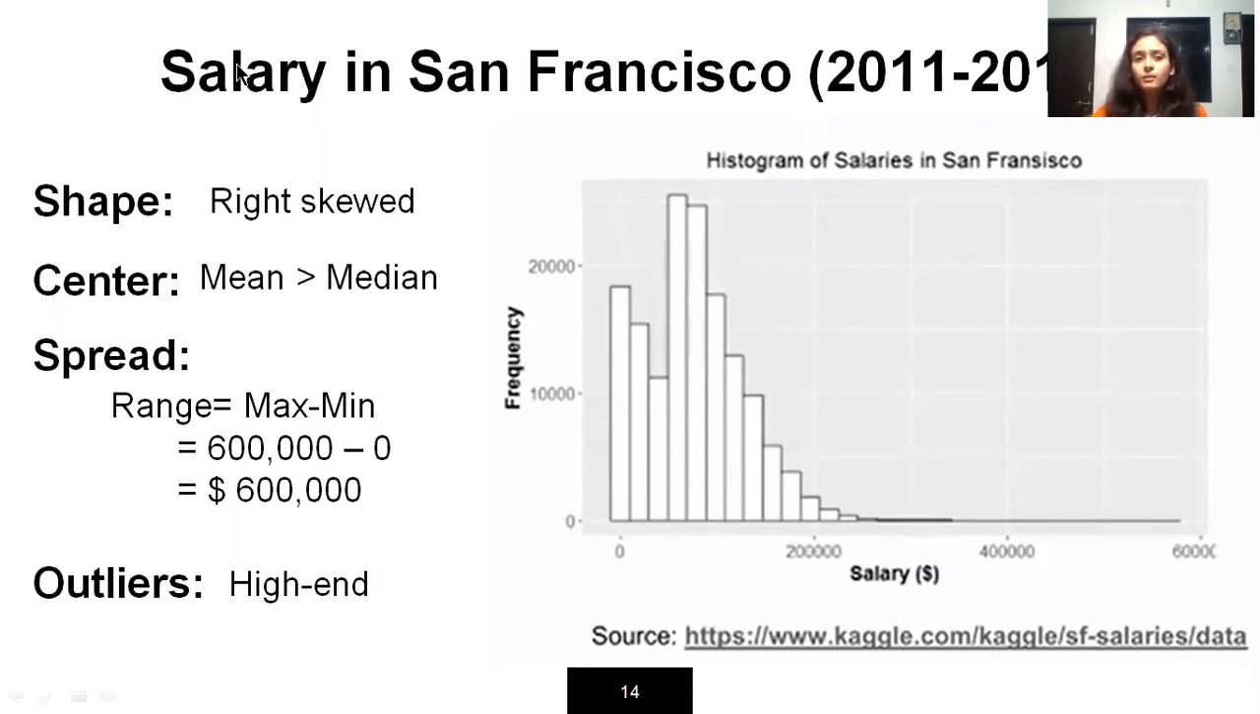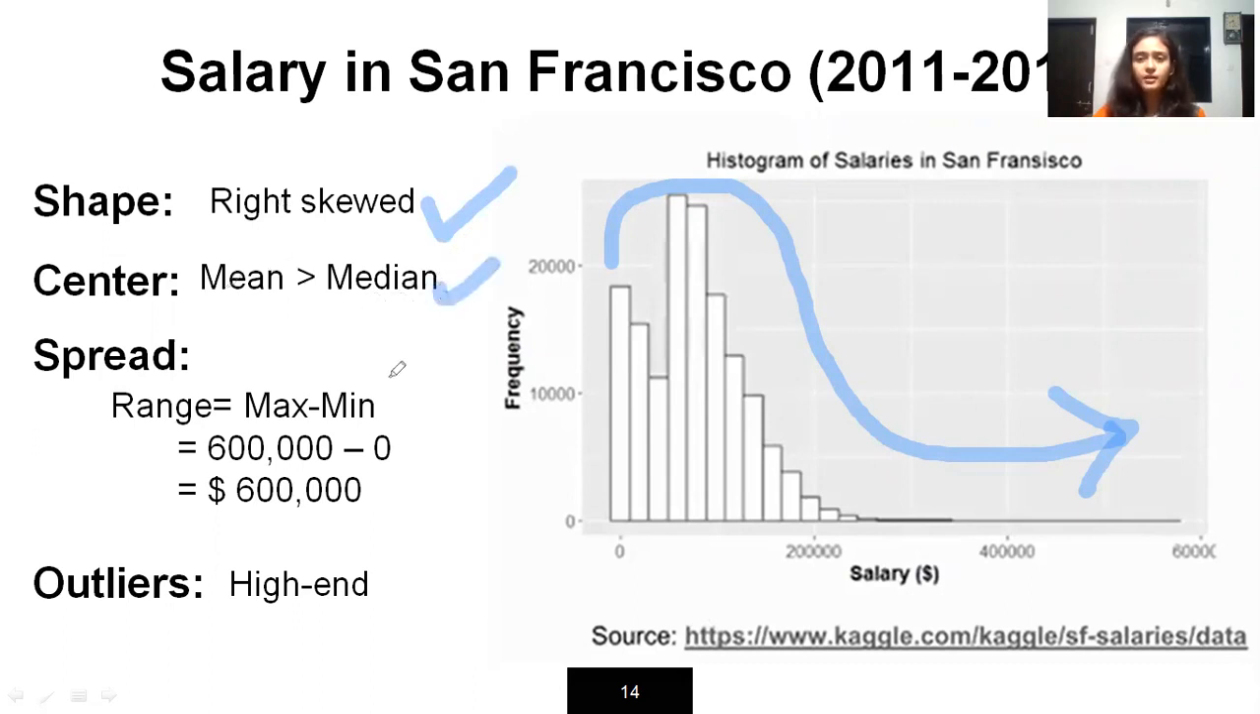Now, talking about shapes. Which type of shape is this histogram? It is right skewed because I have a long tail towards the right-hand side. As it is right skewed, the mean is greater than the median. If I talk about the spread, my maximum value is $600,000 and my minimum value is $0, so the range is $600,000.